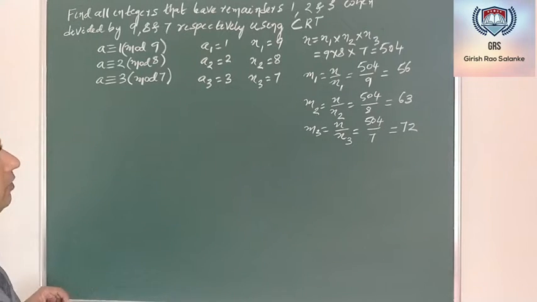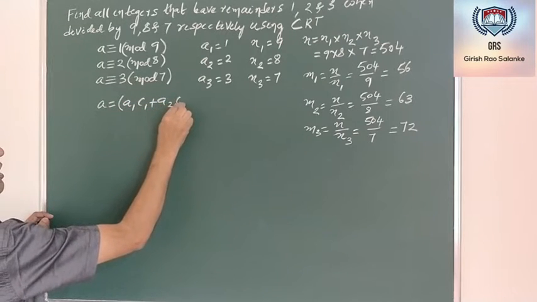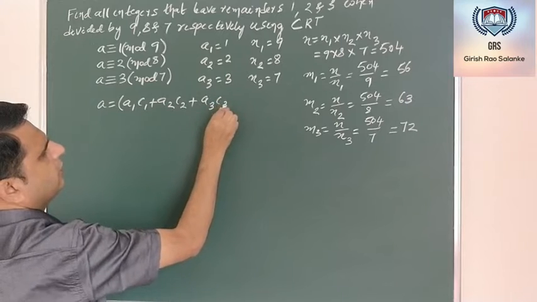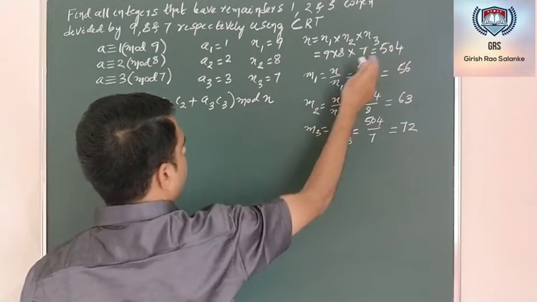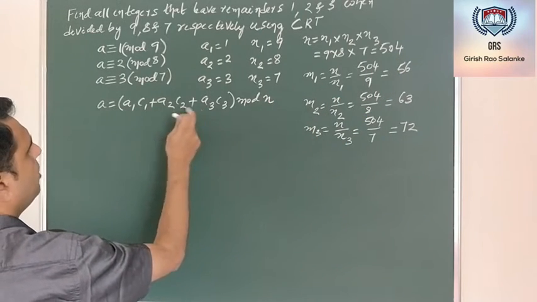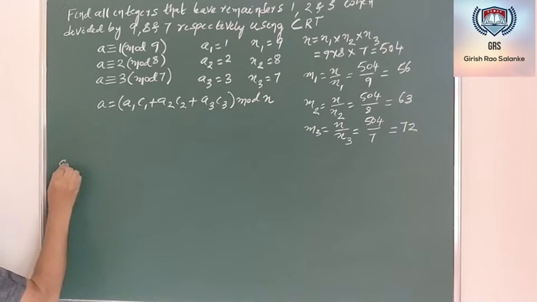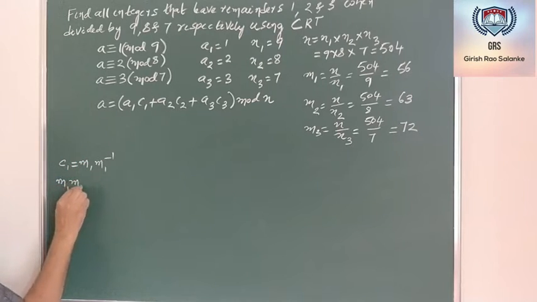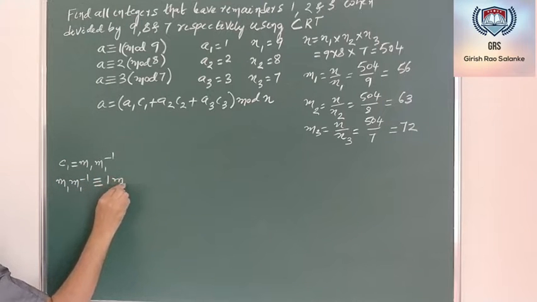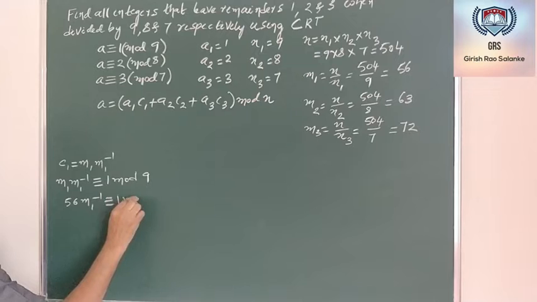I know that the value of A is calculated as A is equal to A1C1 plus A2C2 plus A3C3, whole mod N. Now the problem is I know the value of N, I know the values of A1, A2 and A3, but I don't know the values of C1, C2 and C3. How to find them? C1 is equal to M1 into M1 inverse, where M1 into M1 inverse is congruent to 1 mod 9. M1 is 56, so 56 into M1 inverse is congruent to 1 mod 9.